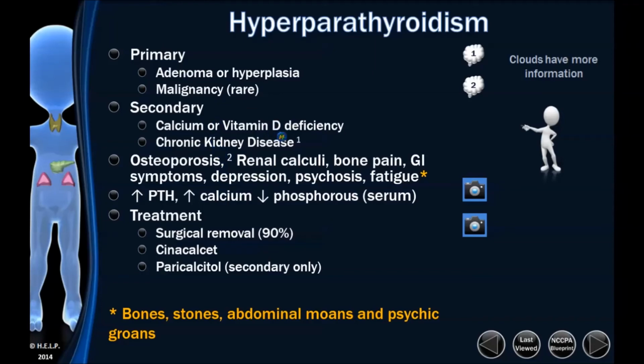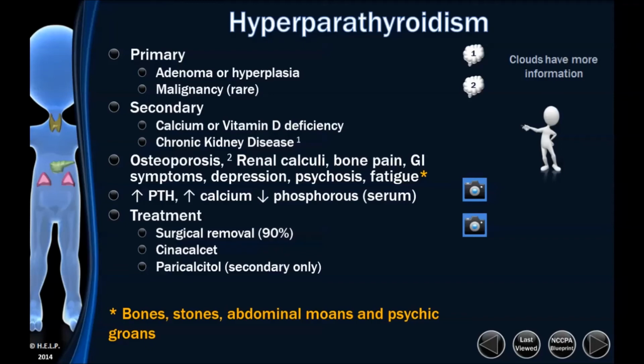Now, we do need to differentiate in our mind the difference between hyperparathyroidism, which is primary, and which is secondary. So hypoparathyroidism is almost always primary due to destruction or trauma to the gland or surgical removal. But in hyperparathyroidism, it is either primary or secondary. Now, primary can be adenoma, hyperplasia, or malignancy, which is extremely rare. But secondary is the most common cause here.